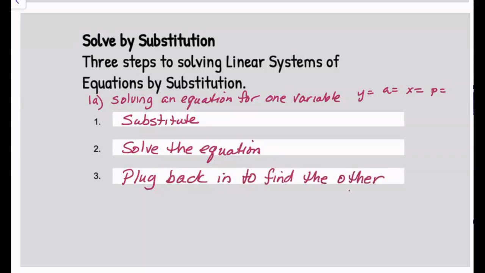Oh, I ran out of room. And for your last step, we could call this 3B, is to check. We always check, so that's why I didn't write that down as a specific step.